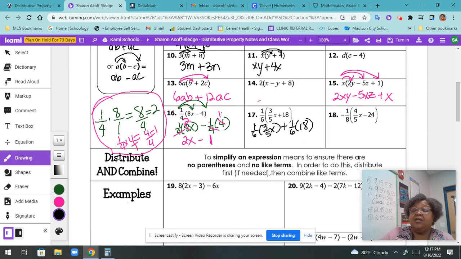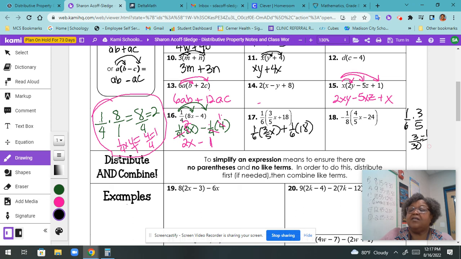So I'm going to go over here. 1/6 times 3/5 is going to be 1/10. So 1 times 3 is 3, 6 times 5 is 30, and that simplifies to 1/10, because 3 goes into 3 one time, 3 goes into 30 10 times. Or I can simplify before I multiply. 3 goes into 6 2 times.